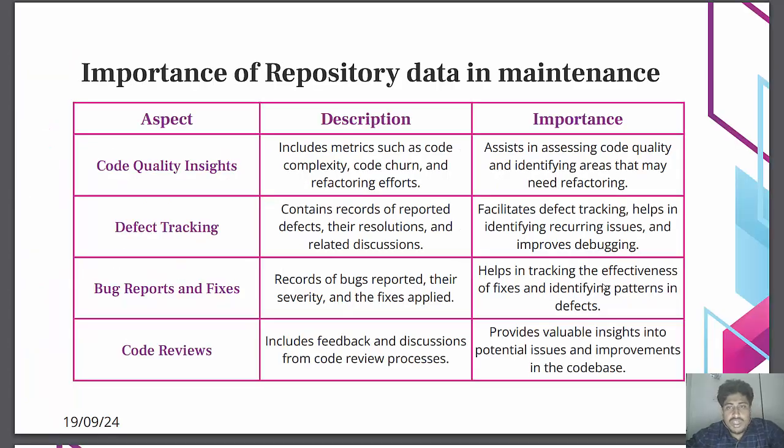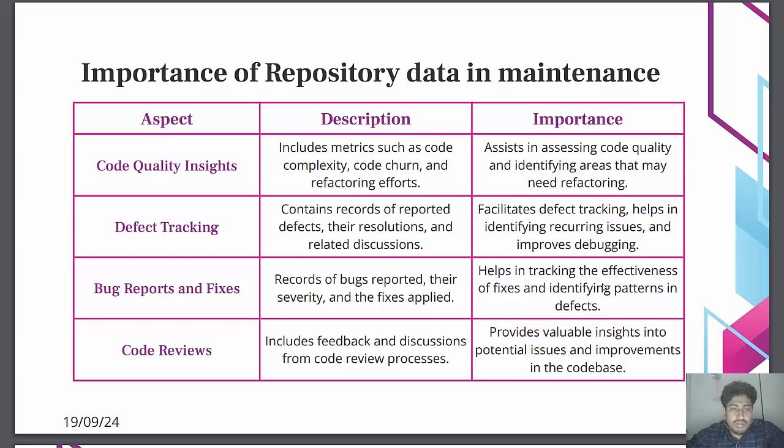And the importance of repository data in maintenance. Here we discuss some aspects like code quality, which includes metrics such as code complexity, code churn, and refactoring efforts. The importance of this is in assessing code quality and identifying the areas that may need refactoring. And then defect tracking, which considers records of reported defects, their resolution, and related discussion. Defect tracking facilitates identifying recurring issues and improves debugging.